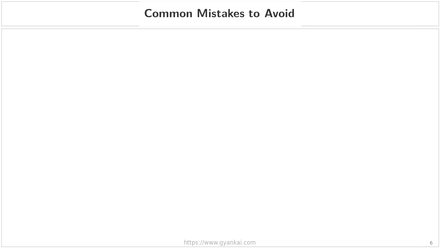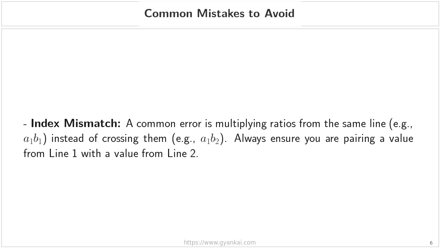Common mistakes to avoid. First, let's talk about index mismatch. This is a very frequent mistake. When you are calculating the numerator, you must remember to cross-multiply the ratios. A common error is accidentally multiplying ratios from the same line, such as a sub 1 times b sub 1. Instead, you must always pair a value from line 1 with a value from line 2, like a sub 1 times b sub 2. Always double-check that your indices are alternating.